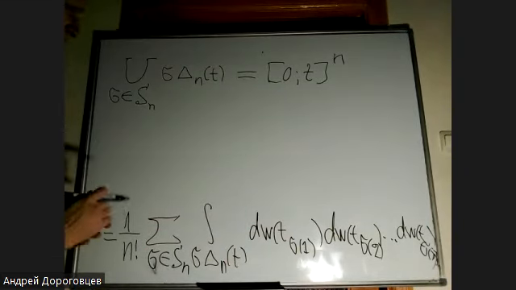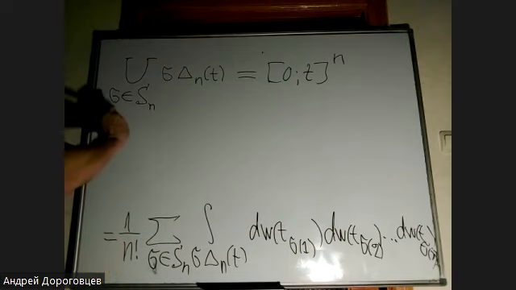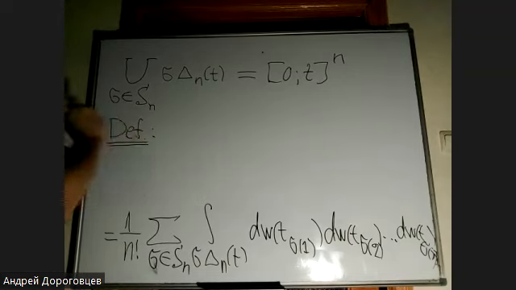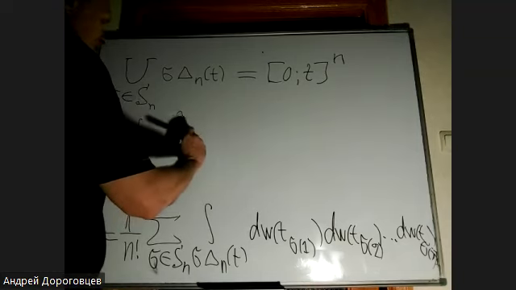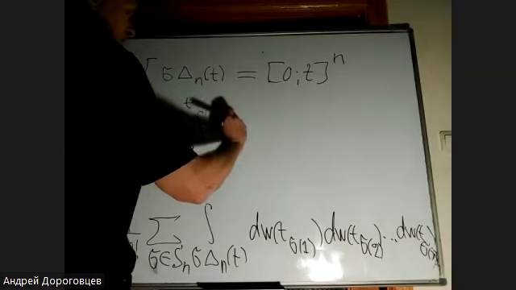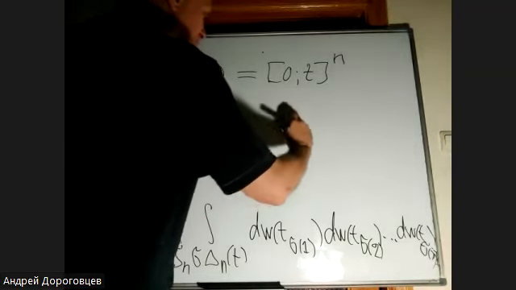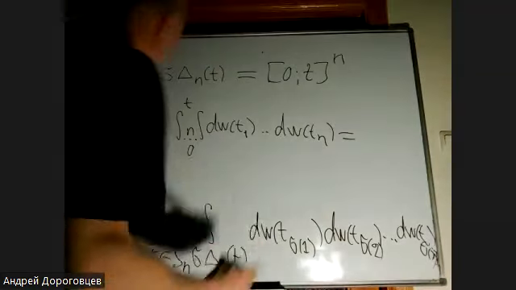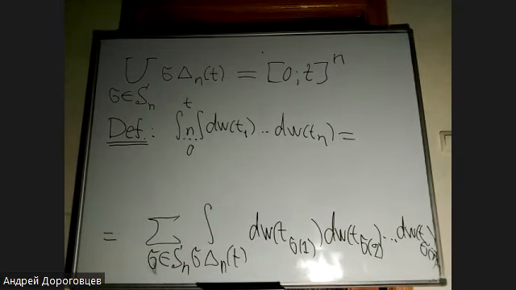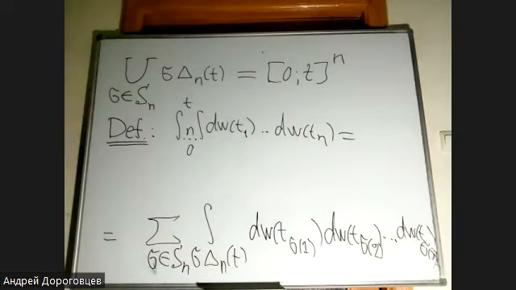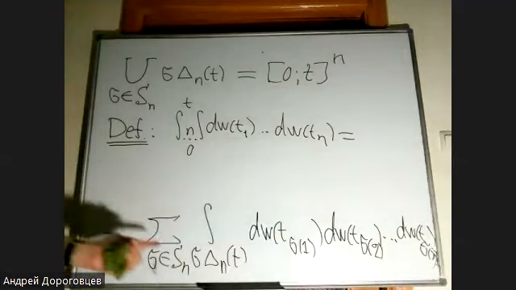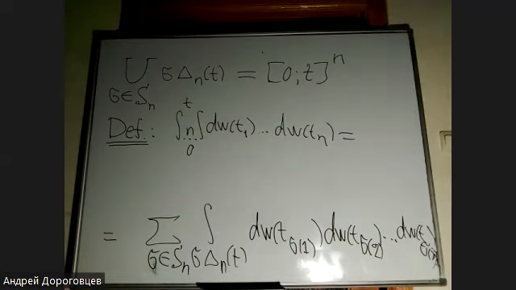So now I'm considering the following definition. The integral over the cube [0,t]^n, dW_t1 ... dW_tn, is a sum. Oh, let me do it by the form. This is a sum over all permutations of multiple Wiener integrals over such simplices. So this is a definition.